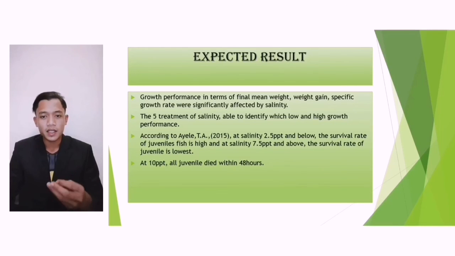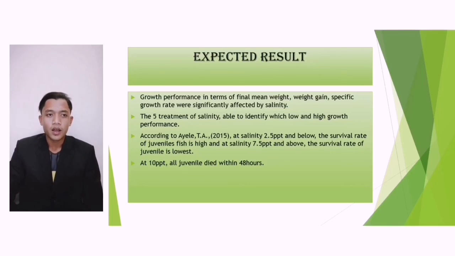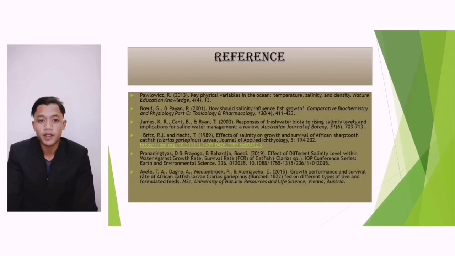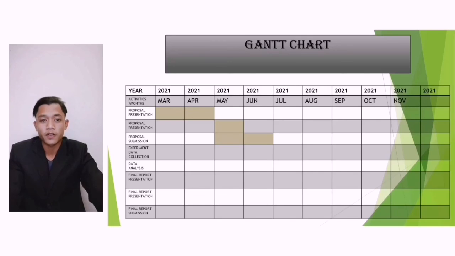At salinity 2.5 ppt and below, the survival rate of juvenile fish is high, and at salinity 7.5 ppt and above, the survival rate of juvenile is lowest. For 10 ppt, all juveniles die within 48 hours. This is for reference, and this is the Gantt chart.